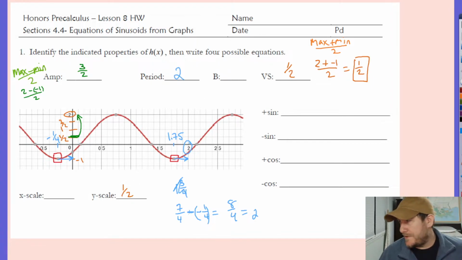So anyway, with a period of 2, how do you find your b value? Pretty sure there's a formula for that. We said the b value is always going to just be 2 pi divided by our period. So 2 pi divided by 2 is a b value of pi, which is fine. We can have b as a pi.